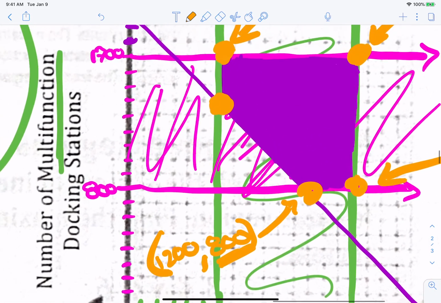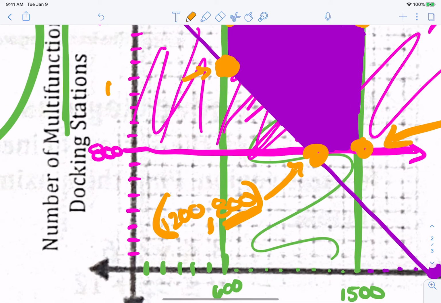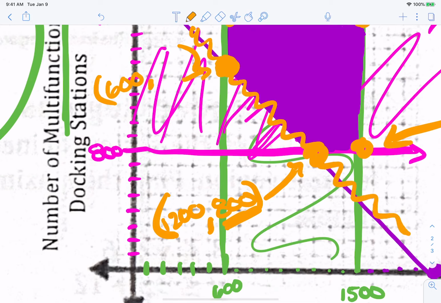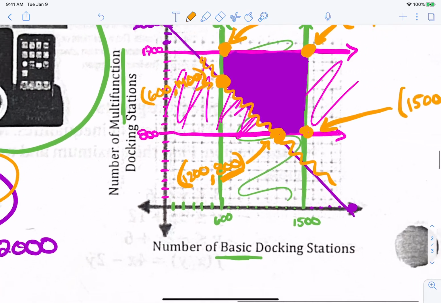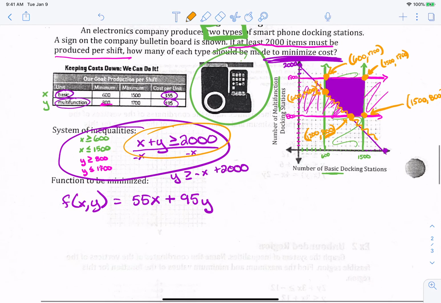Okay. Now, same thing for this guy. He is 600 comma something, right? They have to add together to be 2,000 because this line right here is 2,000. So it's 1,400. Does that make sense? Okie dokie. So now I'm going to take all those points, I'm going to rewrite them.